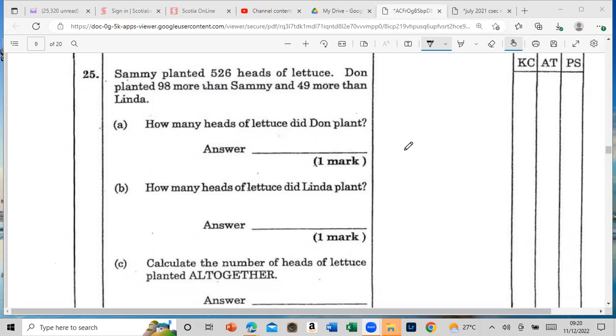Planted 526 heads of lettuce. Dan planted 98 more than Sammy, and 49 more than Linda. How many heads did Dan plant?